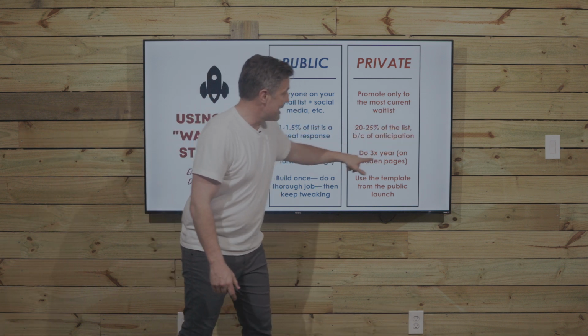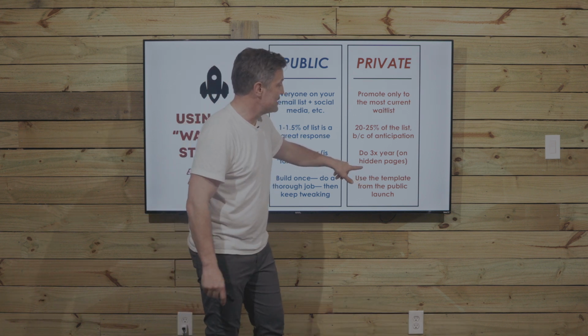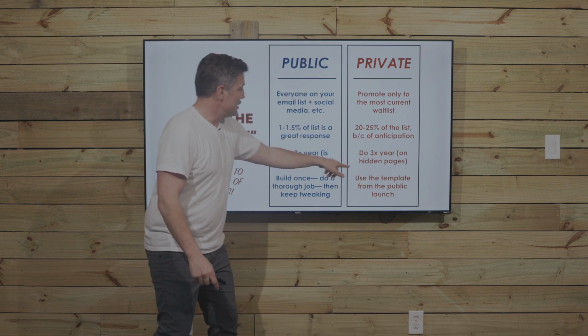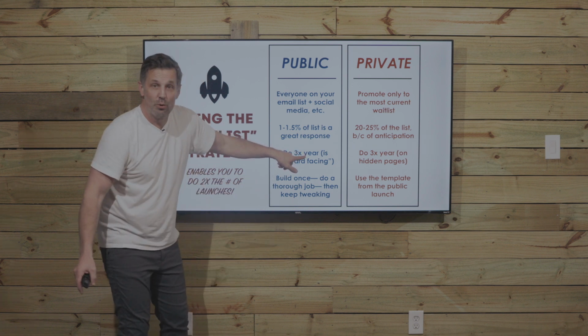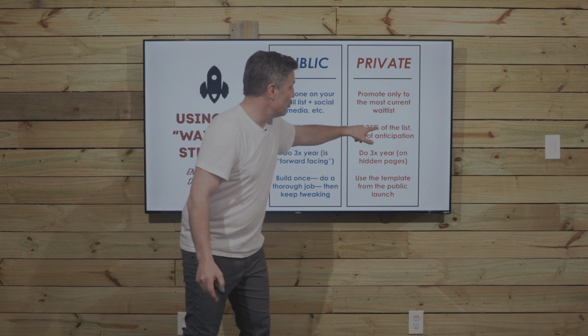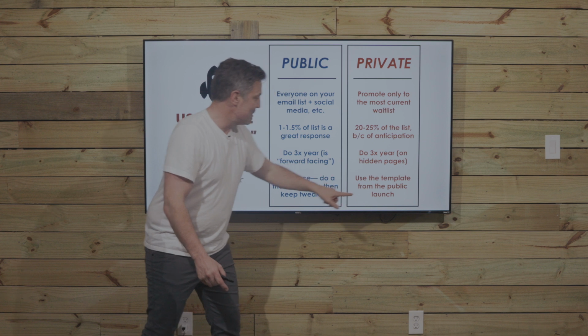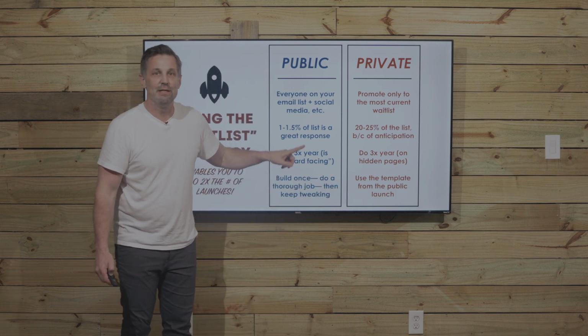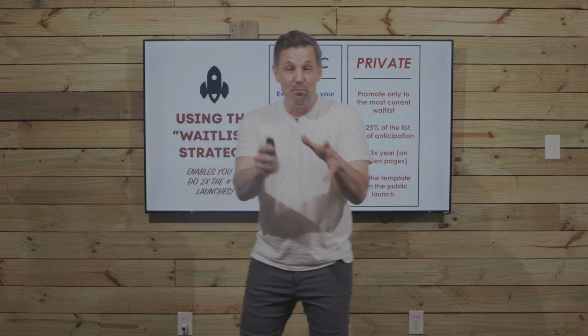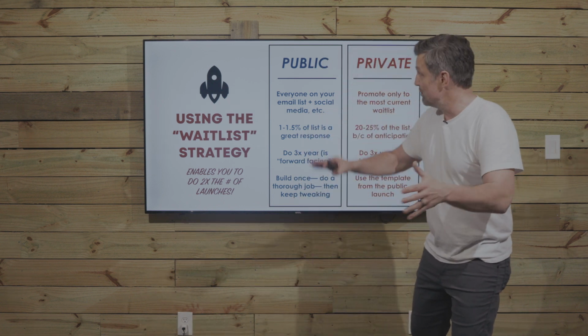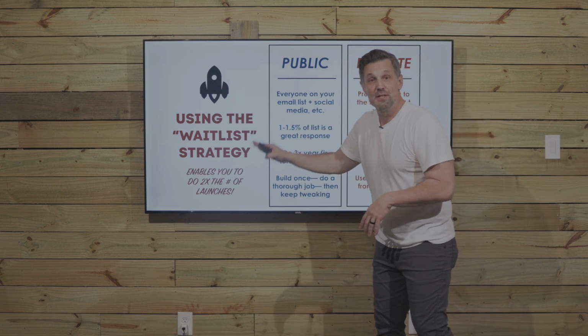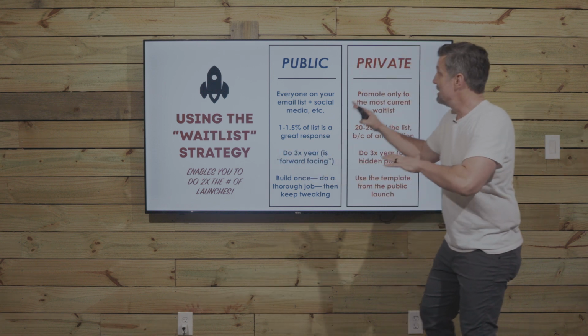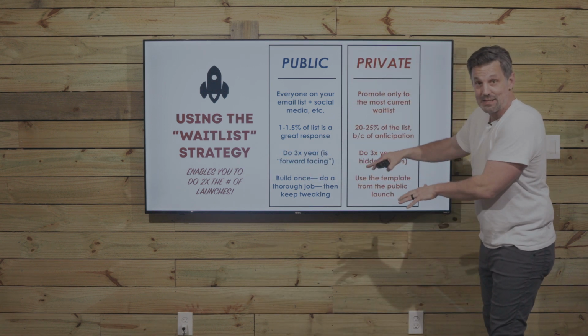You could do this 3 times a year as well, perhaps even 4 times a year, on hidden pages using this same content, not forward facing, but privately only to this list. You can use the template from the public launch and effectively double it, okay, with a more responsive list. So now we've moved from 3 to 4 launches a year on each product that you have. Now we're doing 8, maybe 6.